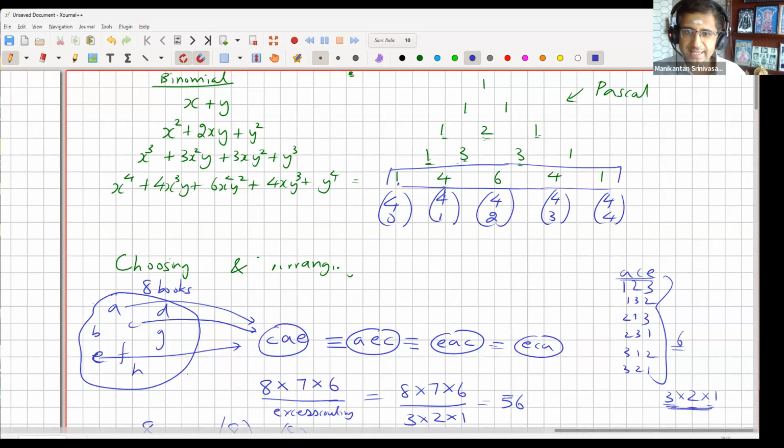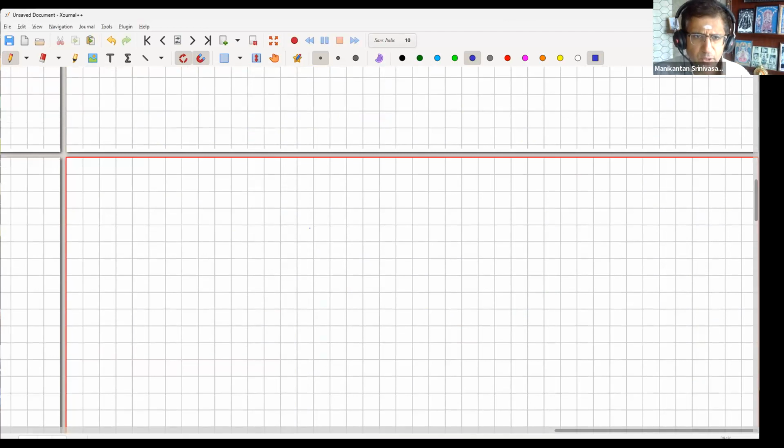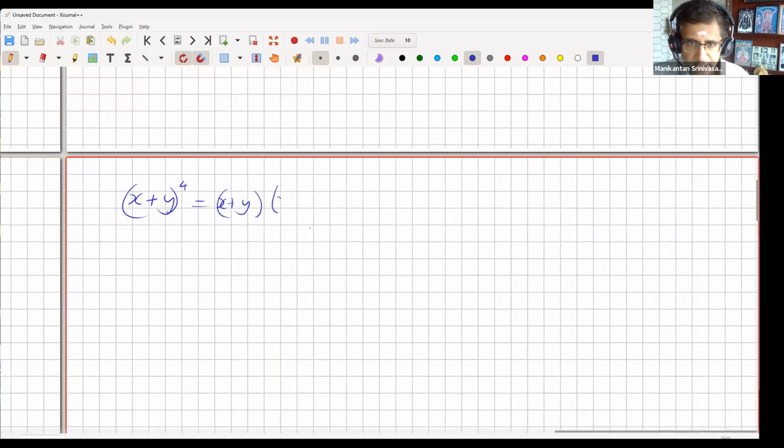Now, why is it that x plus y whole cubed or x plus y whole power 4 should have the coefficients as n choose 1, n choose 2, n choose 3? I'm talking about the coefficients here, right? So let's understand that part. Suppose I have to do x plus y whole power 4. What does this mean? It's x plus y times x plus y times x plus y times x plus y.